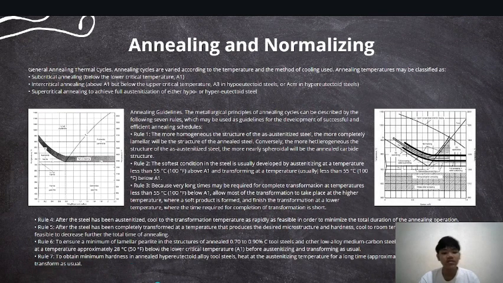Rule 7. To obtain minimum hardness in annealed hypereutectoid alloy tool steels, heat to the austenitizing temperature for a long time, then transform as usual.